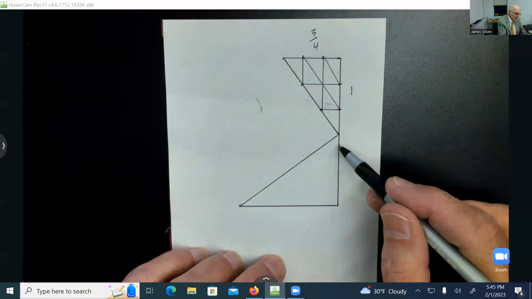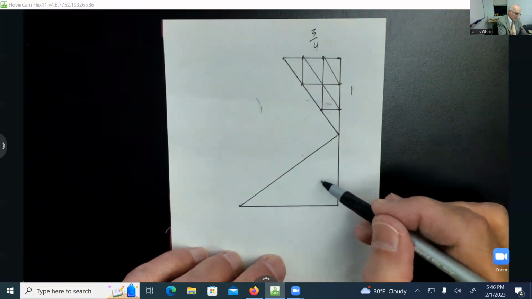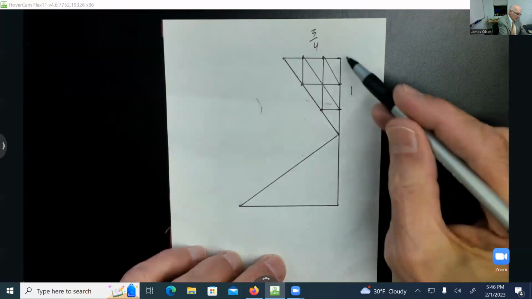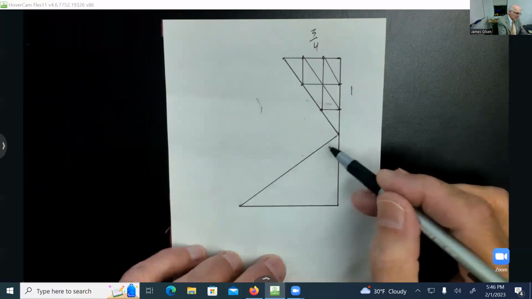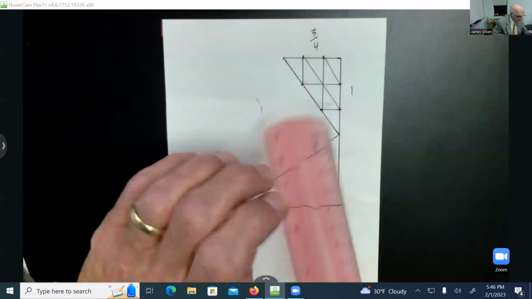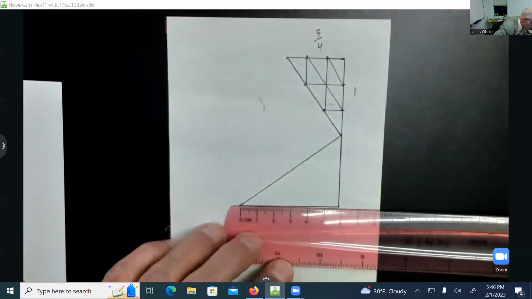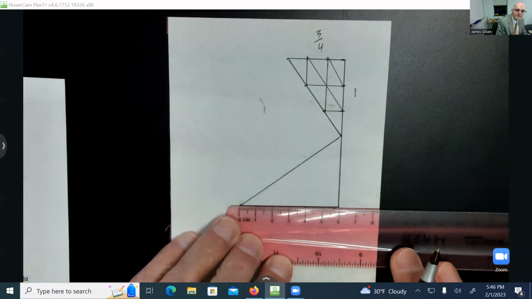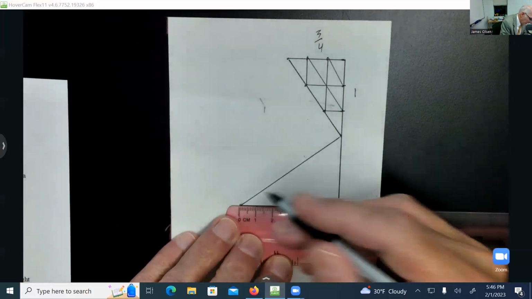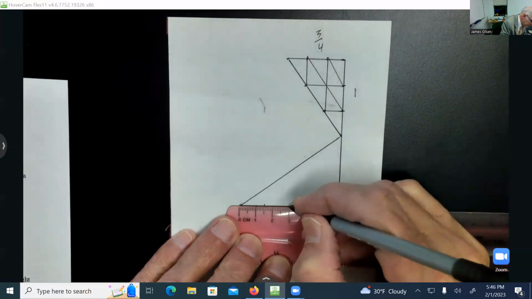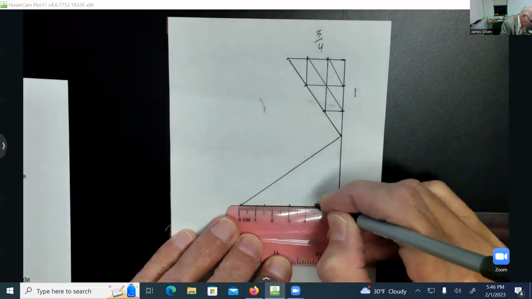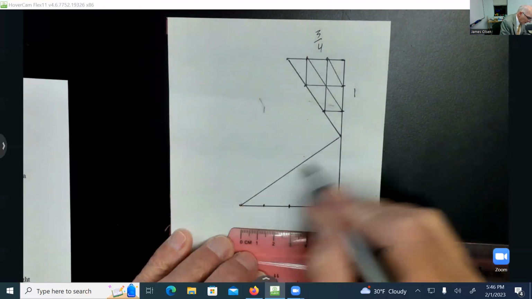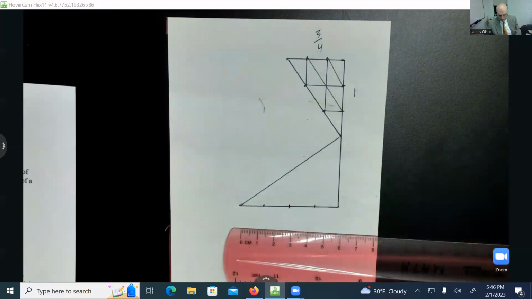See if you can pause the video and see how we want to divide up this triangle. Yes, we want to divide each side of this into 4 parts. So I'm going to measure here. Looks like about 6 centimeters. 6 centimeters divided by 4 is 1.5. 1.5, 1.5, 1.5. And I'm going to do this on all 3 sides.